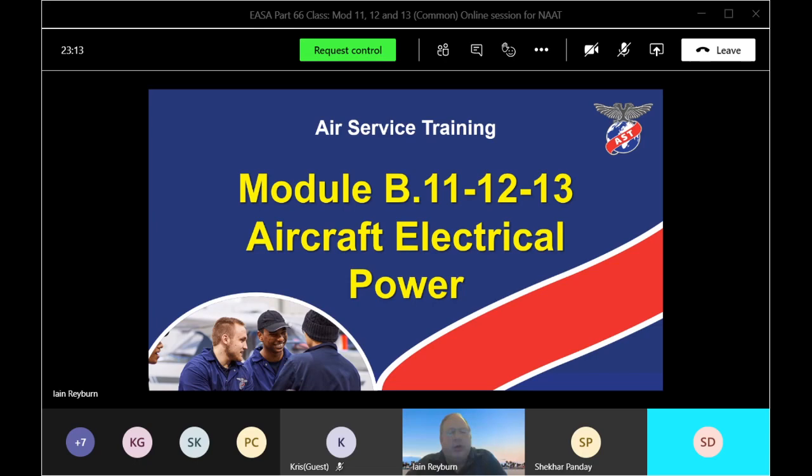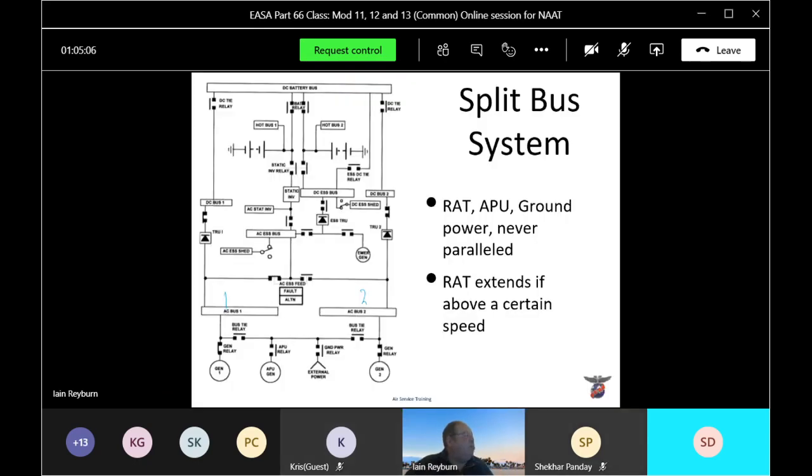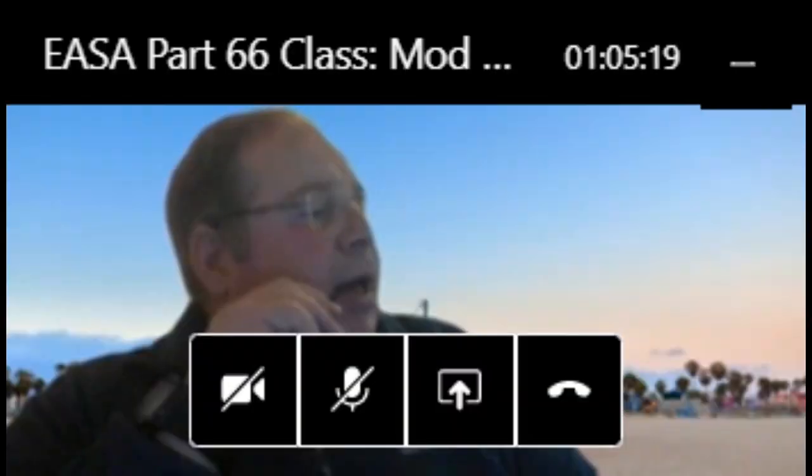Right, we'll look at the two basic systems. Don't worry, we don't have to go into this diagram. But what we just need to understand, just to highlight again, is that in a split bus system, remember, the generators are never connected to the same bus bar. So there's number one and there's number two. And these bus tie relays, when the system is working correctly, will always be open. But you also have other power supplies. We will look at these later on, something called a RAT and an APU.